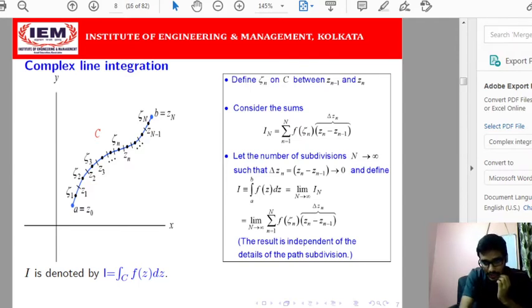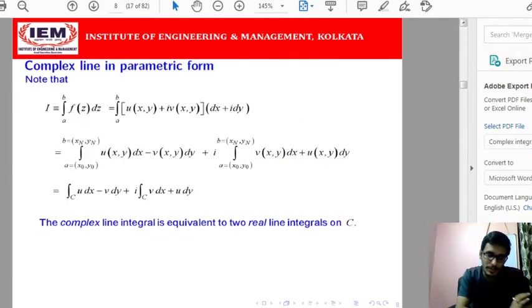This is the actual significance of line integration, and how we can associate it, because we know integration is nothing but the sum or area covered by some curve or bounded by some curve. Here we are considering some small rectangles, and by adding the area of the rectangles, we get the overall area that we are trying to find through the line integration. So the complex line integration, how can we denote this in parametric form?